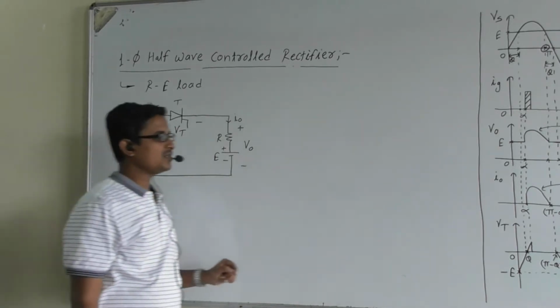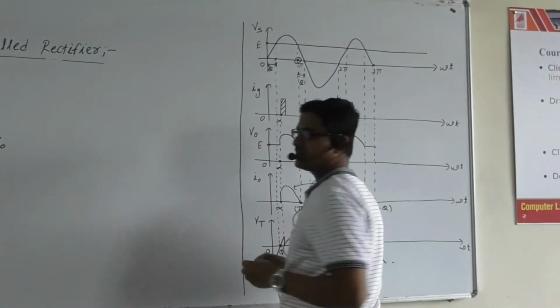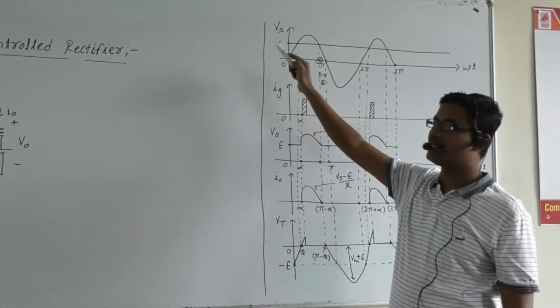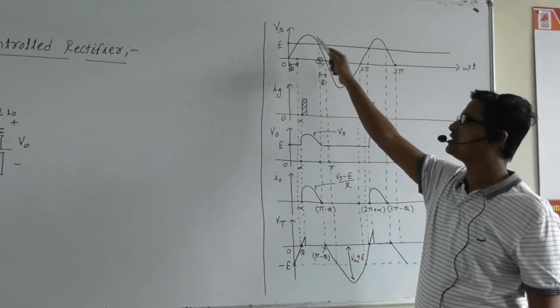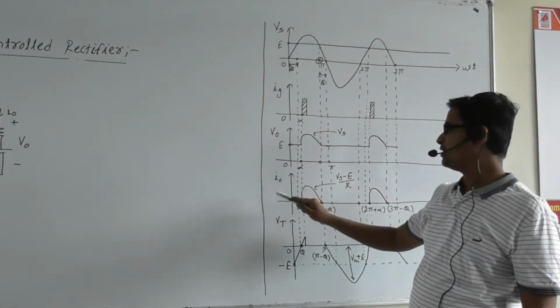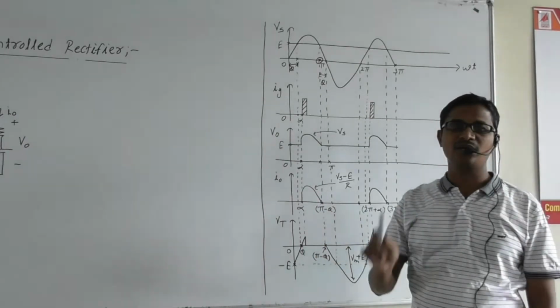Next, in the waveforms we have the waveform of VS and the waveform of E. E is a constant, and VS is a sinusoidal one. Next IS, then V0, then I0, and after that we have VT.